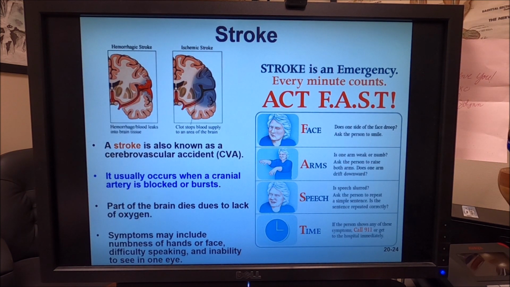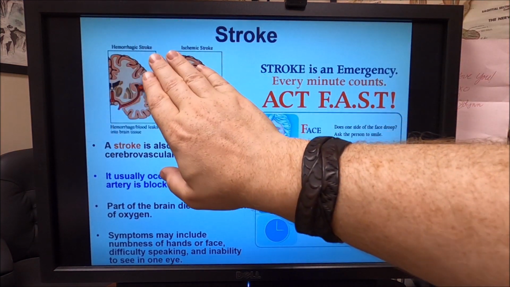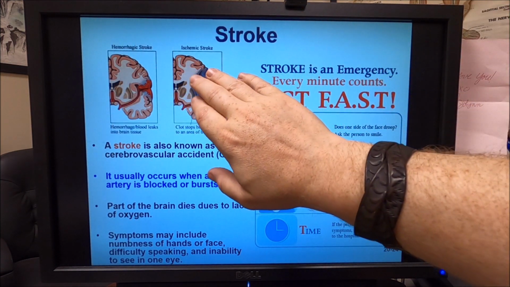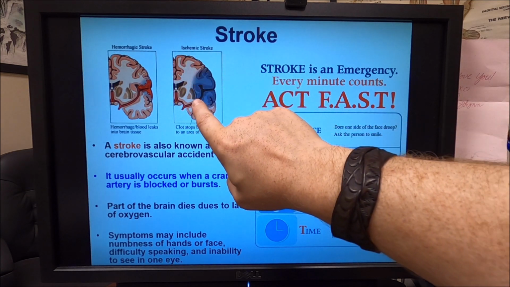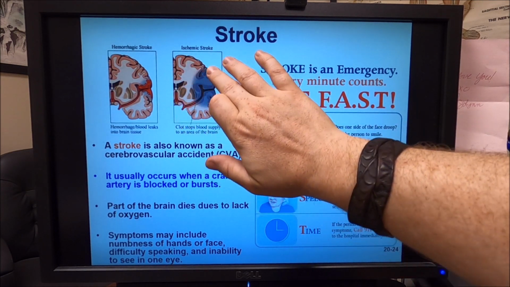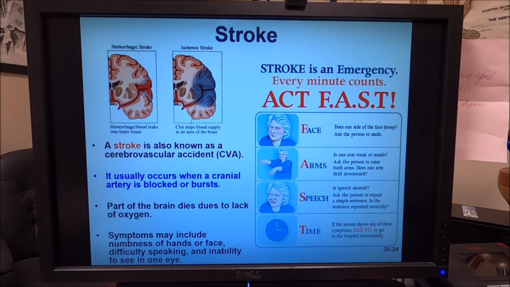Strokes. So a stroke is any condition where you have a low oxygen environment in the brain. This can be a result of a hemorrhage to the brain. So you have an area of the brain that's not getting blood because it's bleeding elsewhere. But more common is the ischemic stroke. So what happens here is you get a blockage, so an area of the brain is going to be in a low oxygen environment.